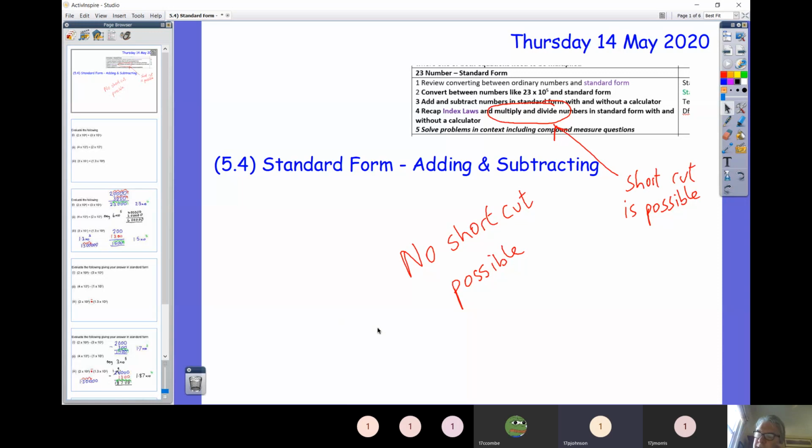Yeah. Okay, thank you. So, as I've said to you before, standard form is a difficult topic. If you end up doing the foundation paper, it is definitely at the top end of it. And in fact, some of this might even be slightly beyond the foundation paper. But as I've said to you guys before, I don't want to just assume that everyone, just because we're in set 4, is bound to do the foundation paper.